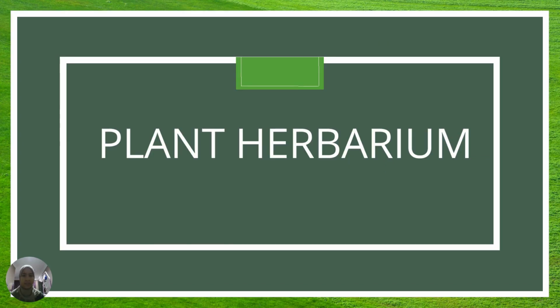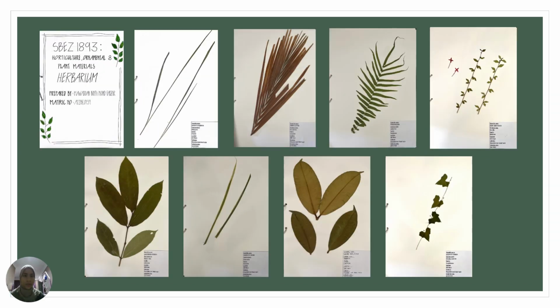Next, as for the plant herbarium, there are 8 species that I've been collecting in my plant herbarium. There will be 2 types of trees, which are Lagerstroemia speciosa, whose common name is Pride of India. Next, Garcinia mangostana, which is the mangosteen tree.